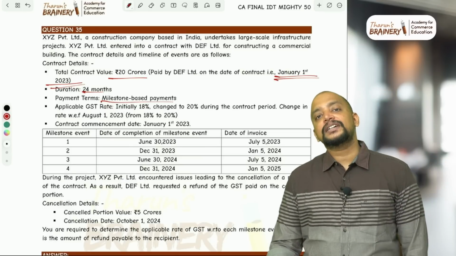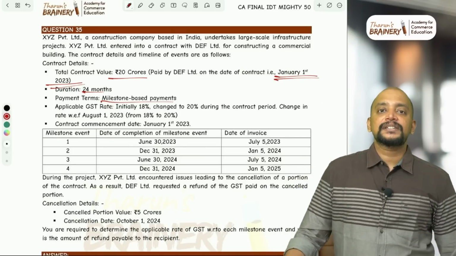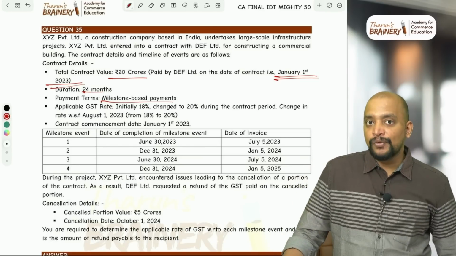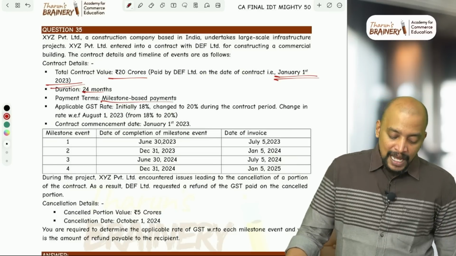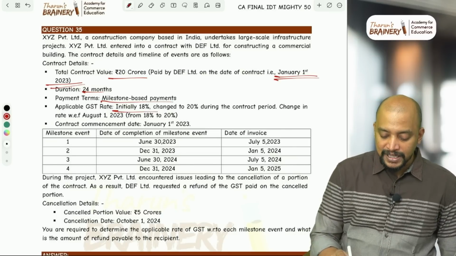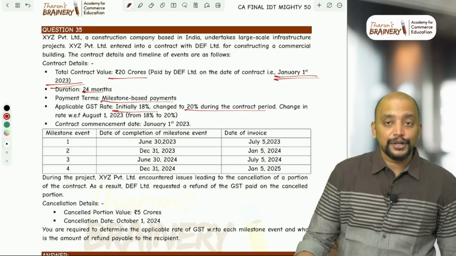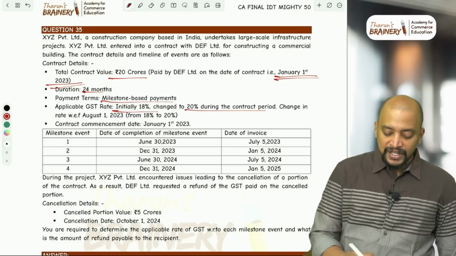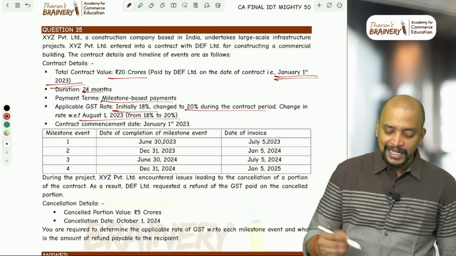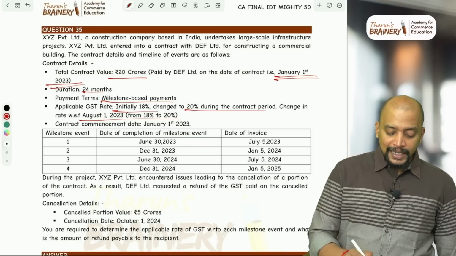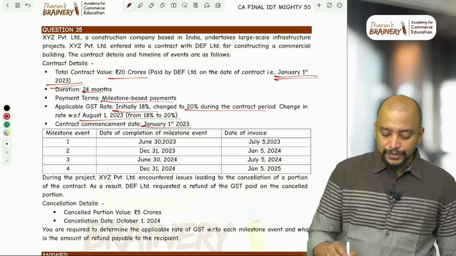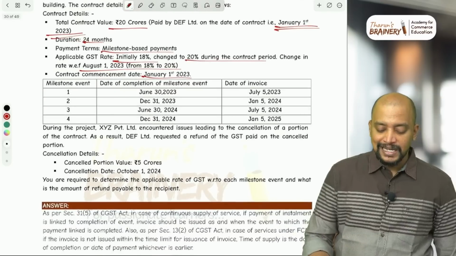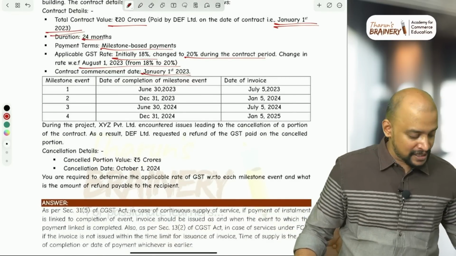So it is definitely a continuous supply of service, as the service takes more than 3 months to complete and involves periodic payment obligations. The applicable GST rate was initially 18%, changed to 20% during the contract period, with effect from August 1st, 2023. Contract commencement date: January 1st, 2023. Milestone event is there, date of completion is there, date of invoice is there.